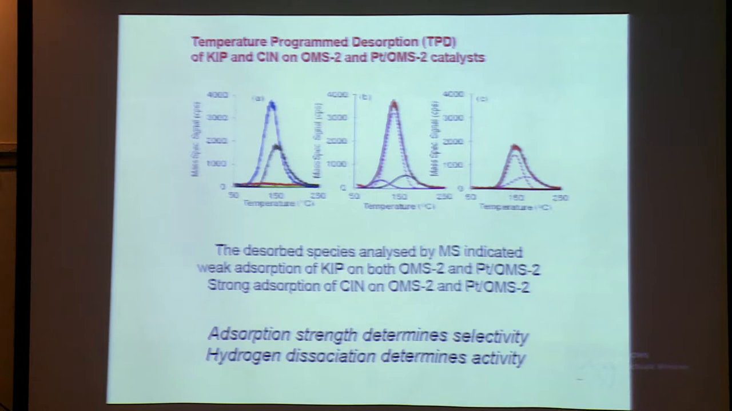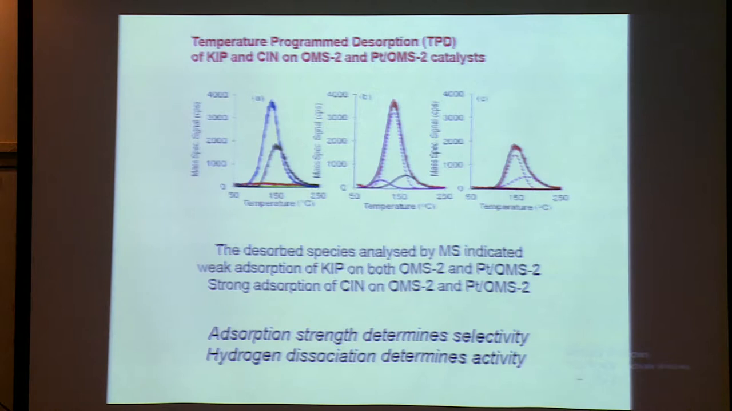We did a temperature program desorption to follow the adsorption of the molecules on the surface, and ketoisoprene adsorbs very weakly. Cinnamaldehyde adsorbs very strongly. In the figure A, the blue line, the big blue peak here, is adsorption of cinnamaldehyde on platinum. The next black line is the adsorption of cinnamaldehyde on manganese oxide. Ketoisoprene adsorbs very weakly. It doesn't show strong adsorption at all. So that is the reason we have different selectivities. The take-home message here is adsorption strength determines the selectivity, and the hydrogen dissociation determines the rate or the activity in the reaction.